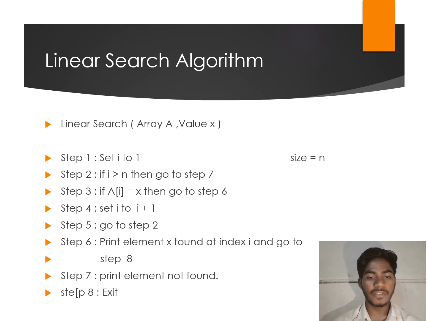In step 3, if A of I is equal to x, then go to step 6. That means at index I, we found the element that we are searching for. Then we go to step 6, which means printing element x is found at index I, and then we exit the loop. Otherwise, if we did not find the element in step 3, we set the value of I to I plus 1 in step 4. And this process runs until we find the element or we reach the end of the array.